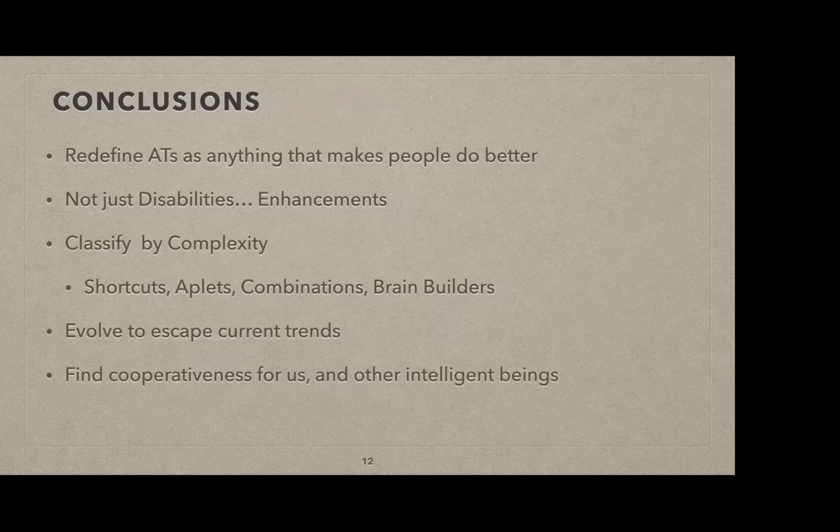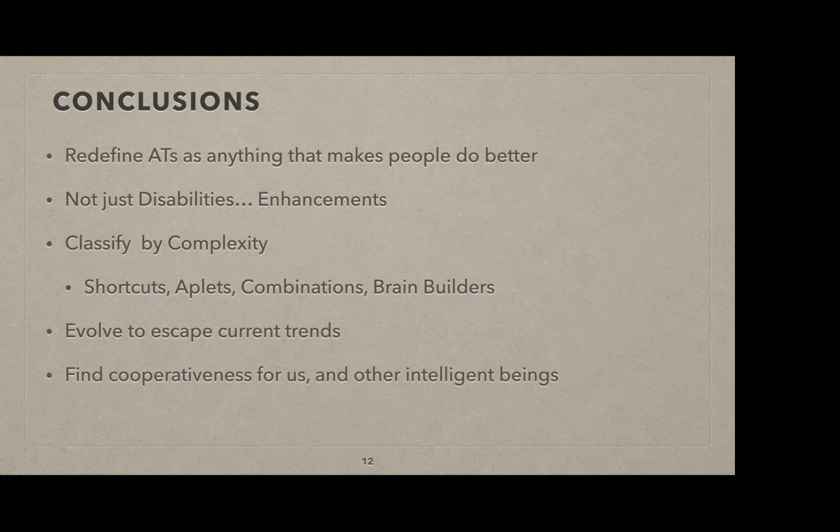So my conclusions are, and I did finish by 12. My conclusions are, first of all, let's define assistive technologies as anything that makes people do better. And let's focus more on enhancements than on disabilities. Let's classify our assistive whatchamacallums by the level of complexity, which is shortcuts, applets, full applications, combinations, and brain builders.